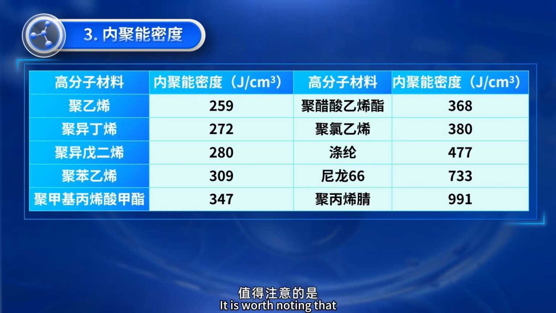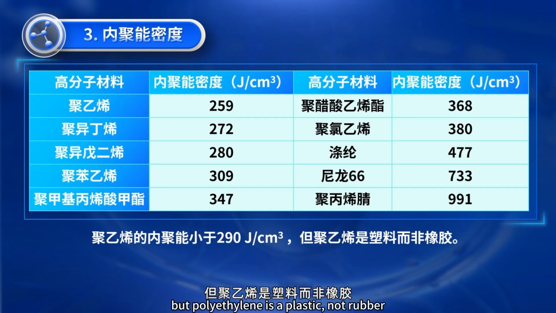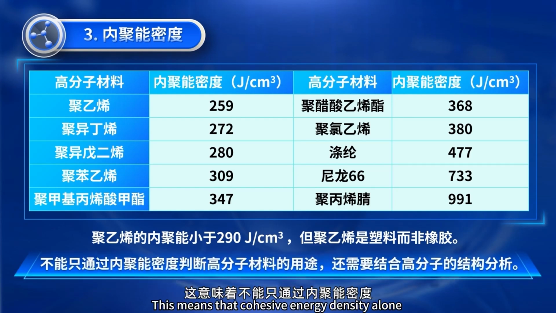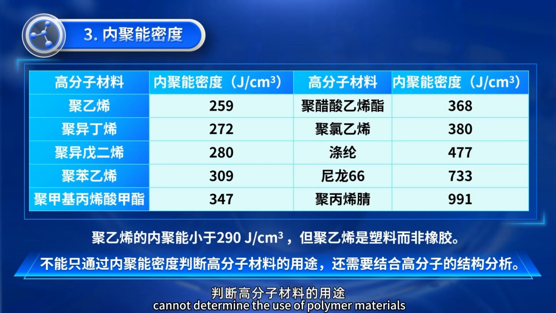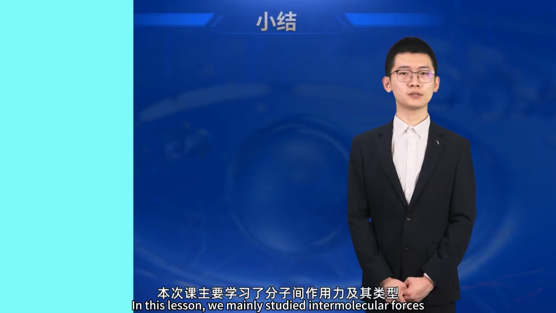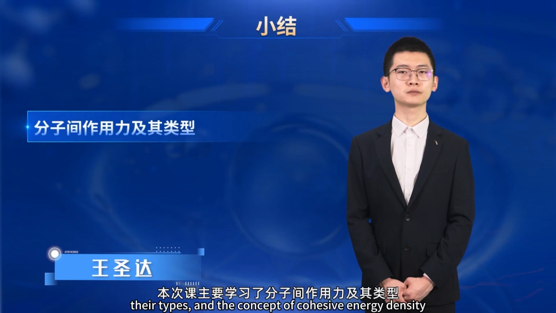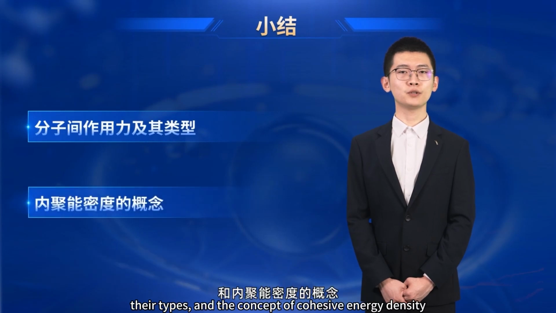It is worth noting that polyethylene has a cohesive energy density of less than 290 joules per cubic centimeter. But polyethylene is a plastic, not rubber. This means that cohesive energy density alone cannot determine the use of polymer materials. It must also be analyzed alongside the polymer's structure. In this lesson, we mainly studied intermolecular forces, their types, and the concept of cohesive energy density.